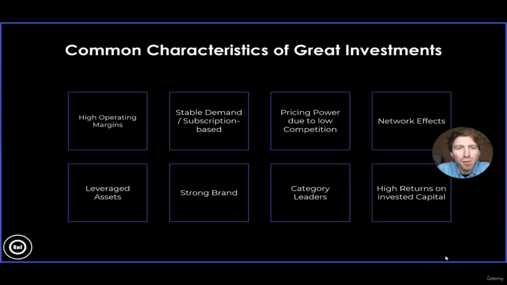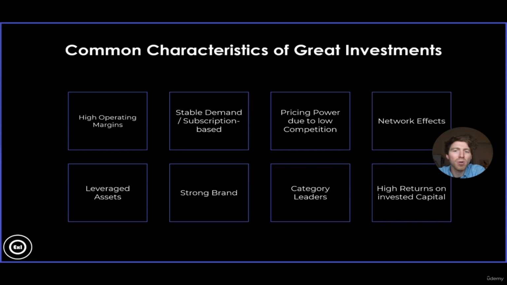Following characteristics of great investments. Here I put together 8 characteristics to give you a glimpse or some indications how to identify great investments. Starting with high operating margins. Great investments turn out to be companies which have very high operating margins. To give you an example, here is Visa, which has a very monopolistic position within the financial transaction market, and therefore has incredibly high operating margins and also delivered great returns over the last years to its investors.